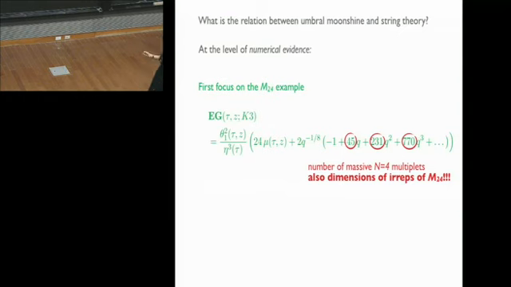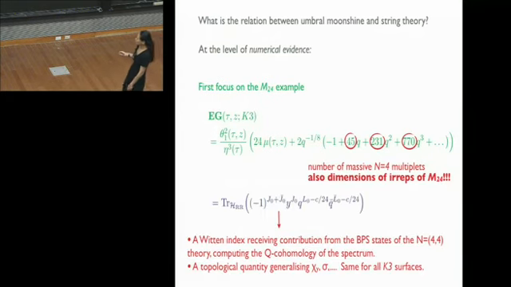So let's go back to the M24 example. At the level of numerical evidence, it was discovered in the context of the elliptic genus of K3. And let's recall that the elliptic genus is a Witten index receiving contributions only from the BPS states. So it's computing only the Q-cohomology of the spectrum, not the whole spectrum. There are parts of the Hilbert space that it doesn't know. And in particular, it is rigid. It's the same for all K3 surfaces.